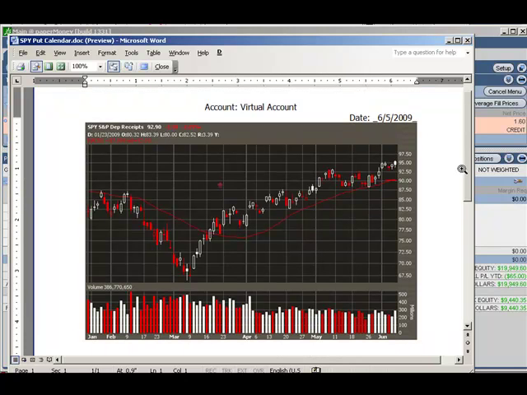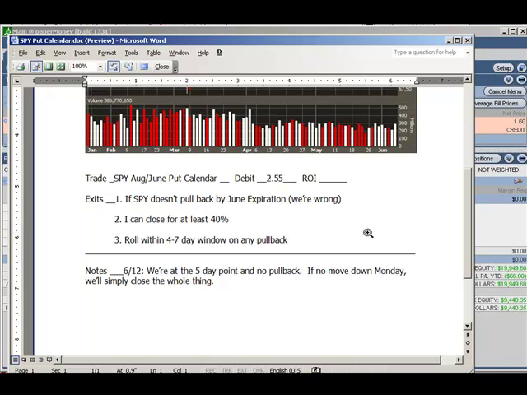And it's a great way to learn how to improve on my trading. So what I typically do is in a Word document, I will capture the image. I like to capture the date that I entered the trade, and then I will capture some things about the trade. Like here we have that it's a SPY August-June put calendar. I forgot to put on the fact that it was a $90 put calendar. I'll have to fix that.